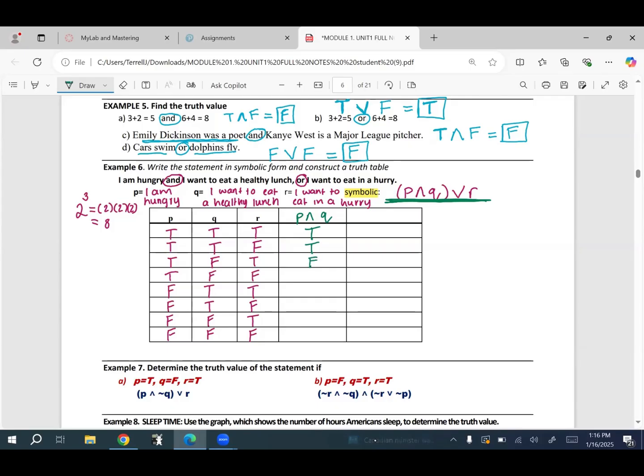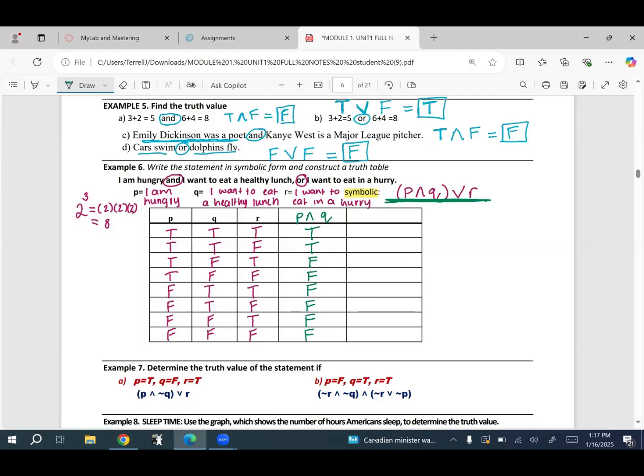True and false is false. False and true, again, is false. They both have to be true. False and true is false. False and false is false. And finally, again, false and false is false.